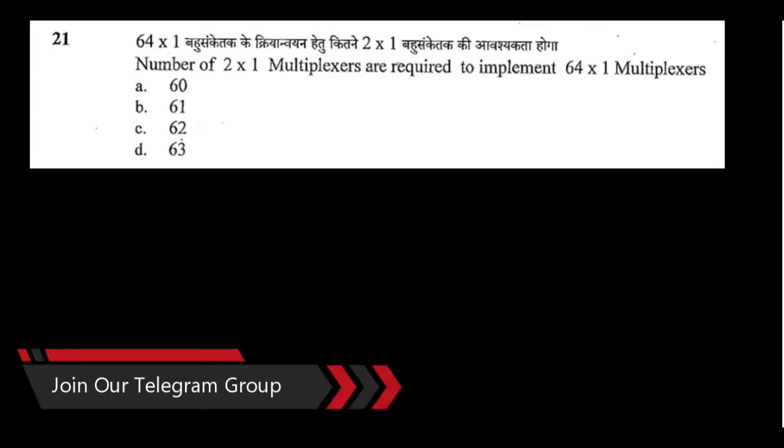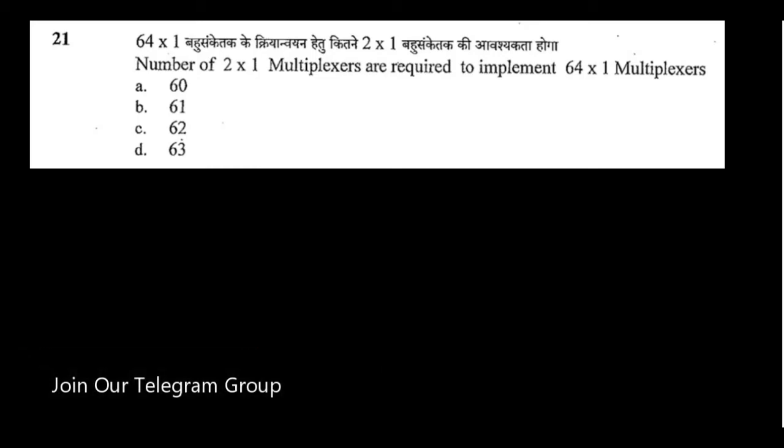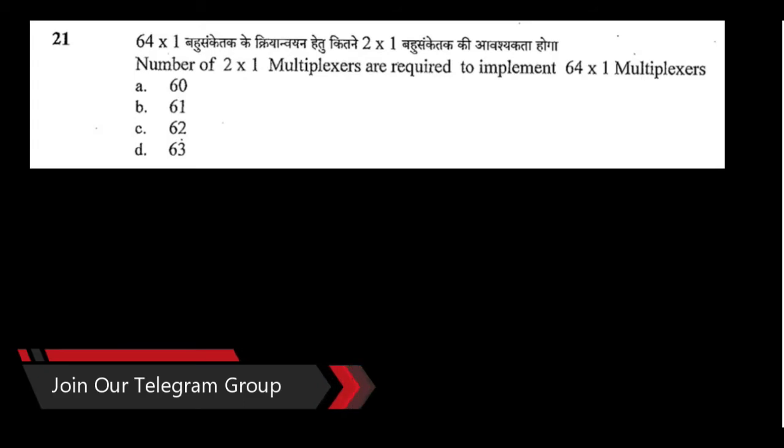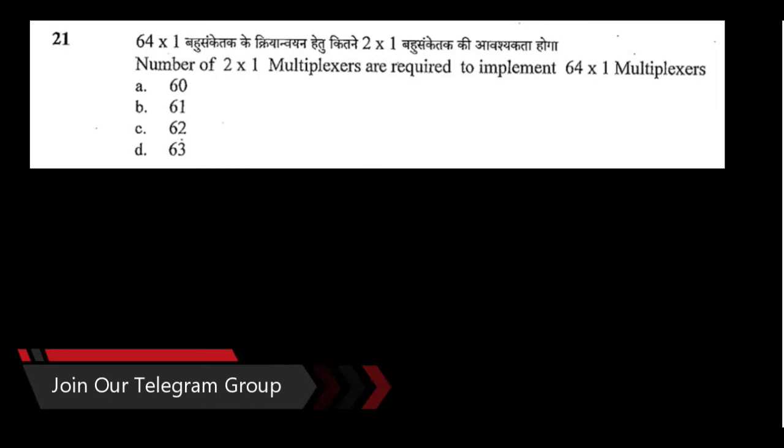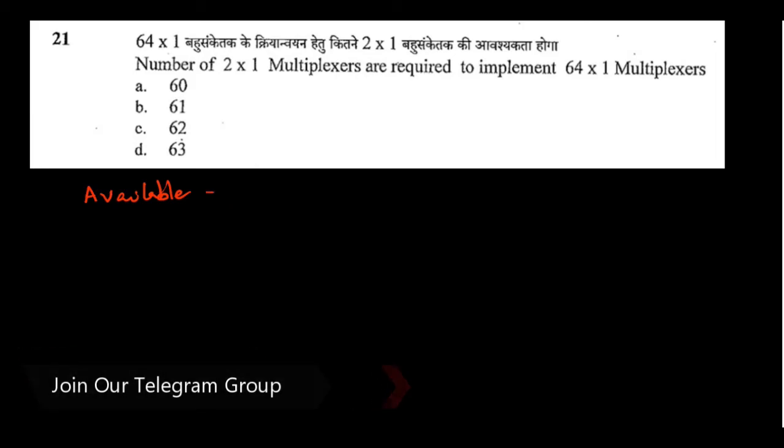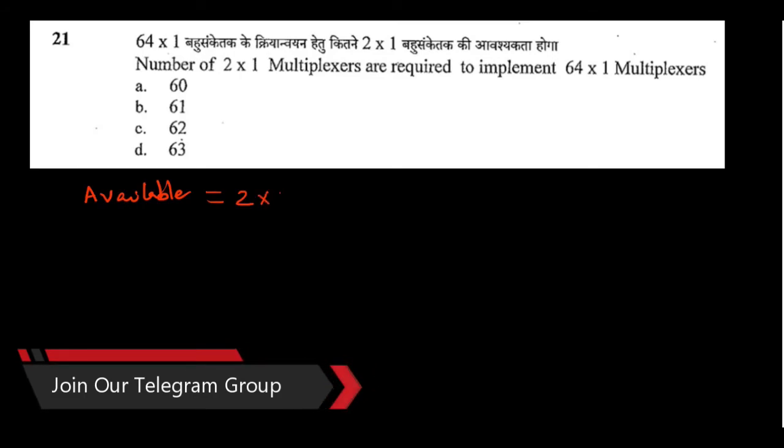Now this question, if you keep on drawing or thinking about it, we will lose so much time. Now number of 2 cross 1 multiplexers required to implement 16 is to 1. No, 64 by 1. Sorry, 64 cross 1. I'm all mixing up this cross and is to. Okay. So what is available? 2 cross 1 multiplexers are available.